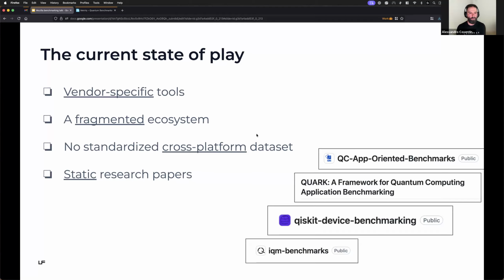I underlined static before research papers because one thing that happens very frequently is that a researcher or a group of researchers comes up with a very interesting protocol or a very interesting performance metric. They run them on 2, 3 machines from 2, 3 players. They write their paper, they publish it on Nature, wherever, but then that's about it. That's where it ends. Nobody is really running that continuously, because of the reasons I explained before.